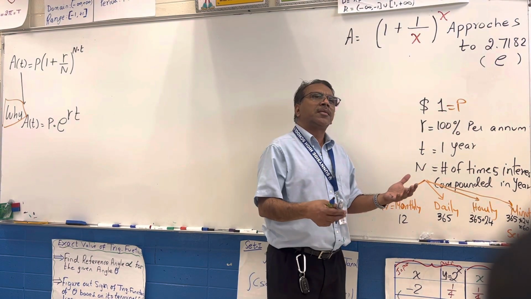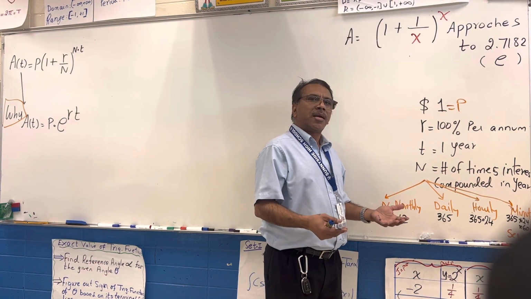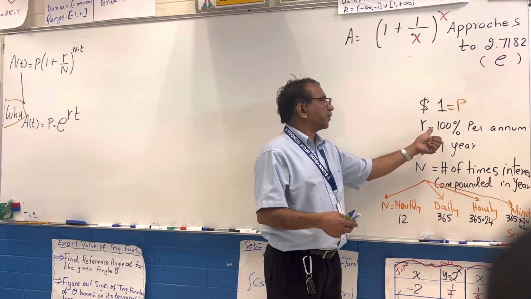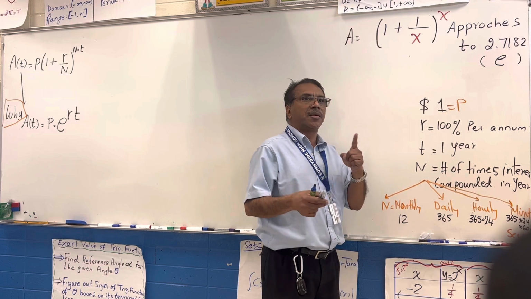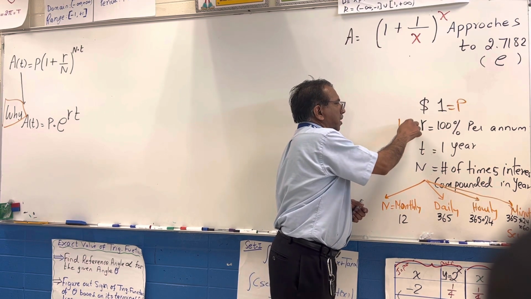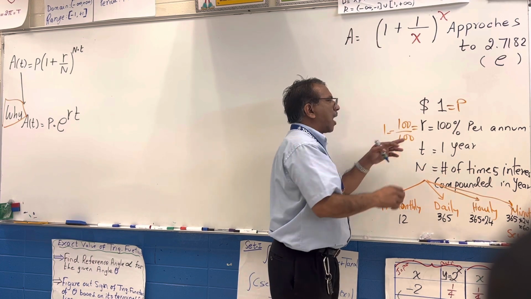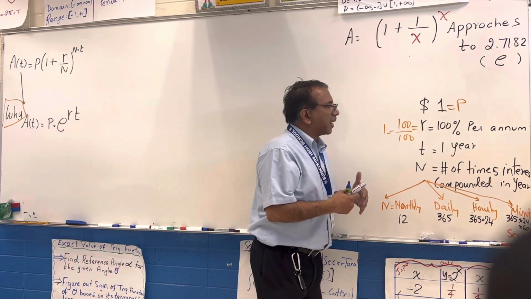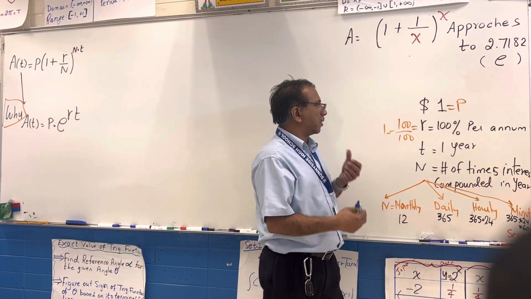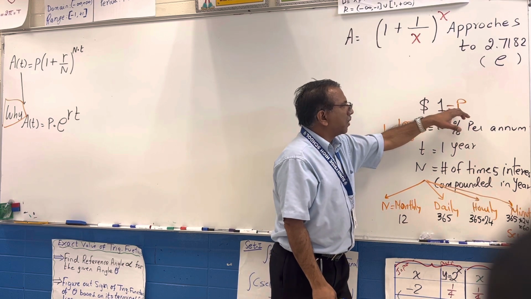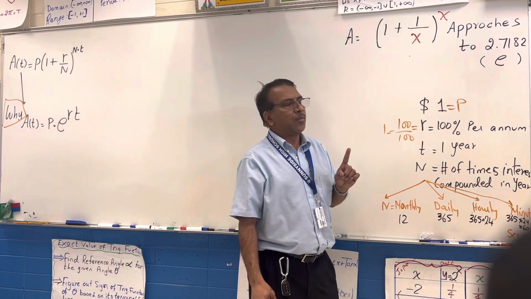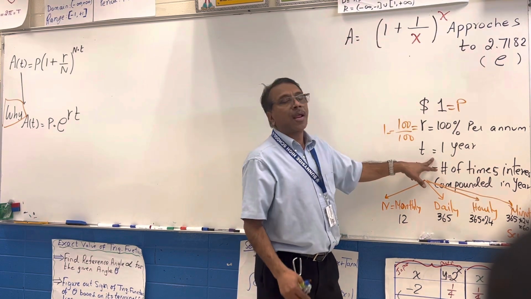Then assume the bank is giving us interest at 100% per annum. With each year, you get 100%. Now, what does 100% mean? It is 100 divided by 100, which is 1. So your r is 1. I'm taking this just so that the calculations become easy. So the amount to deposit in the bank is $1, the rate of interest is 100%, which is 1, and I'm keeping it for 1 year.